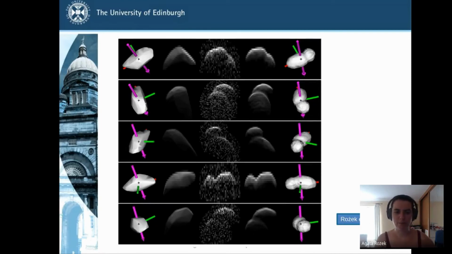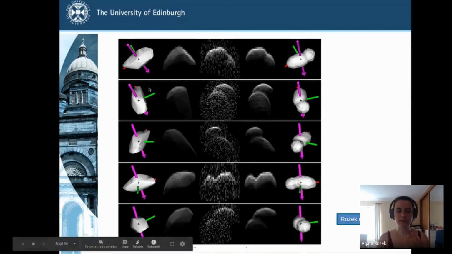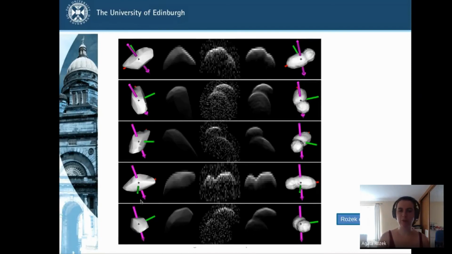You can see how it changes with time. Here on the left is the shape model that it developed using light curves alone. And while this model was quite good at reproducing the light curves, you can quite clearly see, especially in this image here or in this image here, that it's not able to reproduce this neck of the contact binary, of the apparently contact binary asteroid.